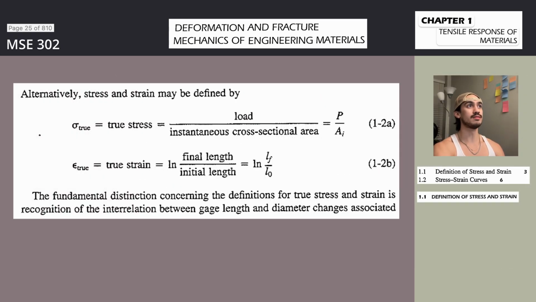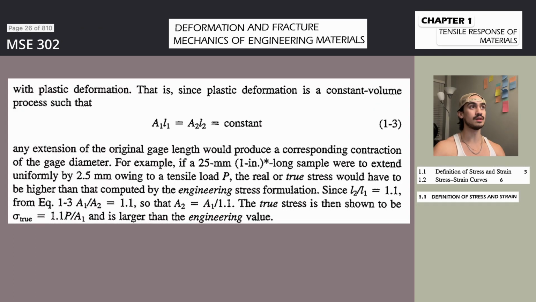Alternatively, stress and strain may be defined by equations 1-2 A and B, true stress and true strain. The fundamental distinction concerning the definitions for true stress and strain is recognition of the interrelation between gauge length and diameter changes associated with plastic deformation. That is, since plastic deformation is a constant volume process such that equation 1-3 holds, any extension of the original gauge length would produce a corresponding contraction of the gauge diameter.